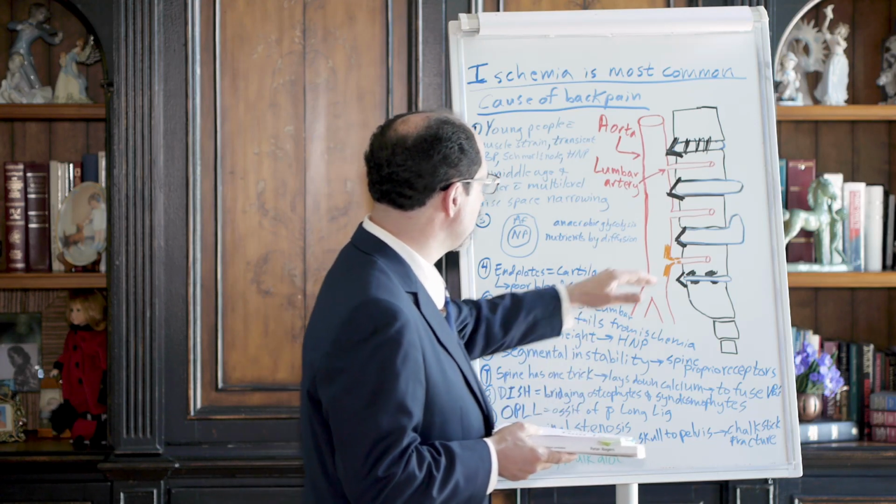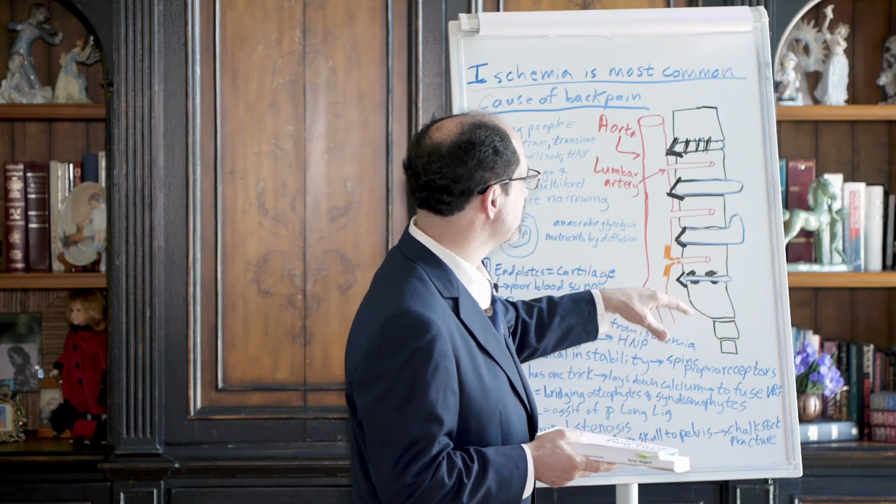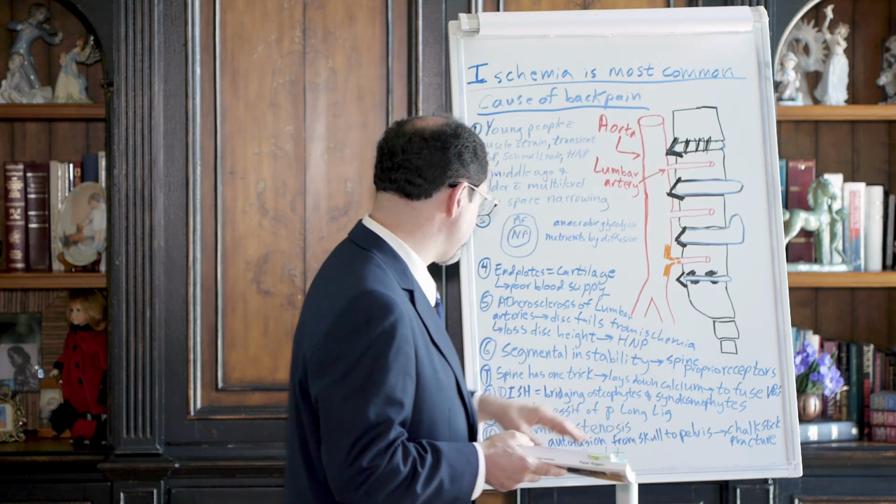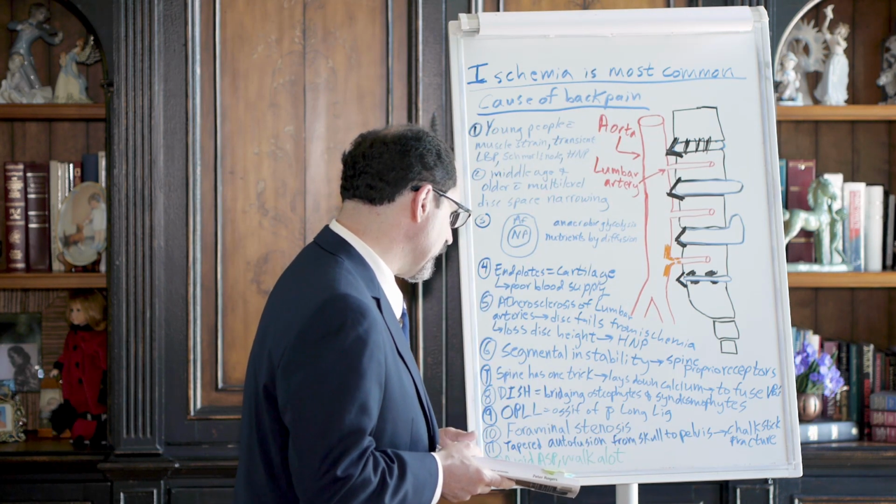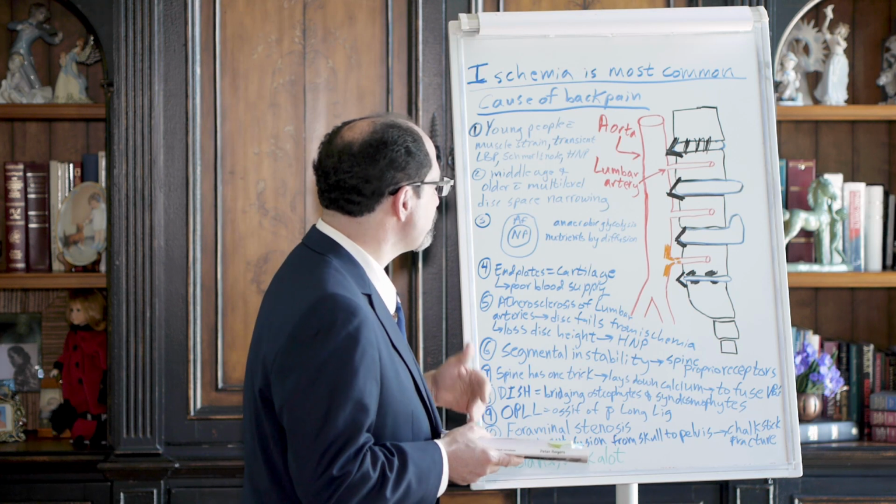All right, let's see what else here. Tapered autofusion, a surgeon will just fuse one level. A tapered autofusion means the spine fuses all the way up, top and bottom. All right, that's pretty much the concept.